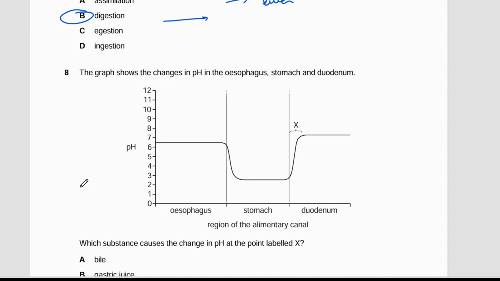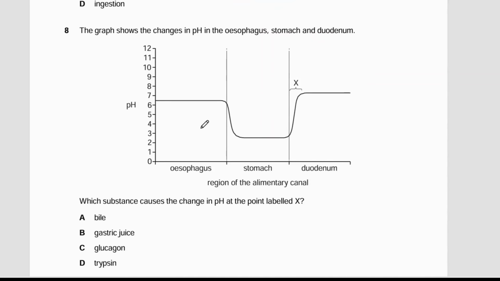And when we talk about the ileum, which is the last part of the small intestine, it would be absorption. Okay, the graph shows the changes in the pH in the esophagus and the duodenum. So the esophagus has almost neutral pH because there is salivary amylase and the saliva is coming. So it is slightly neutral since there is no enzyme in the esophagus. And in the stomach it's acidic, and in the duodenum it's slightly alkaline. Which substance causes the change in the pH at point X? So just now we have discussed bile.